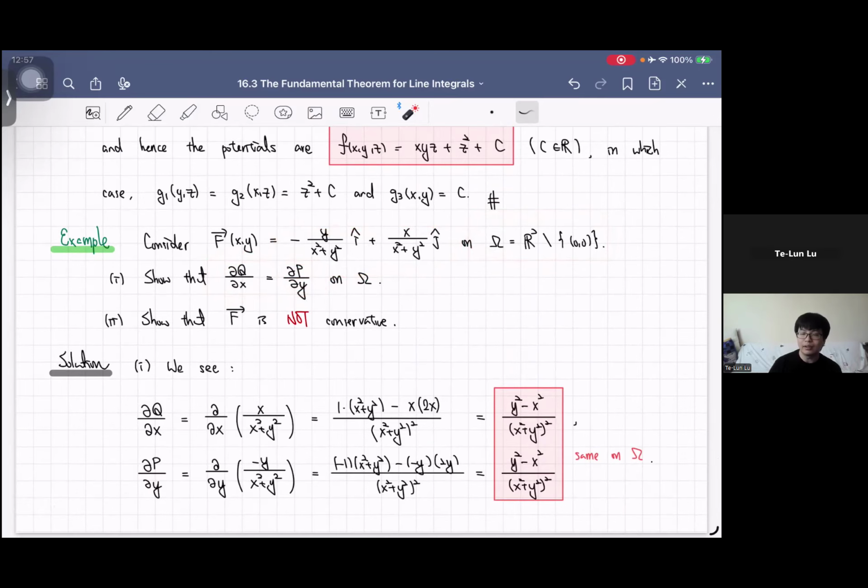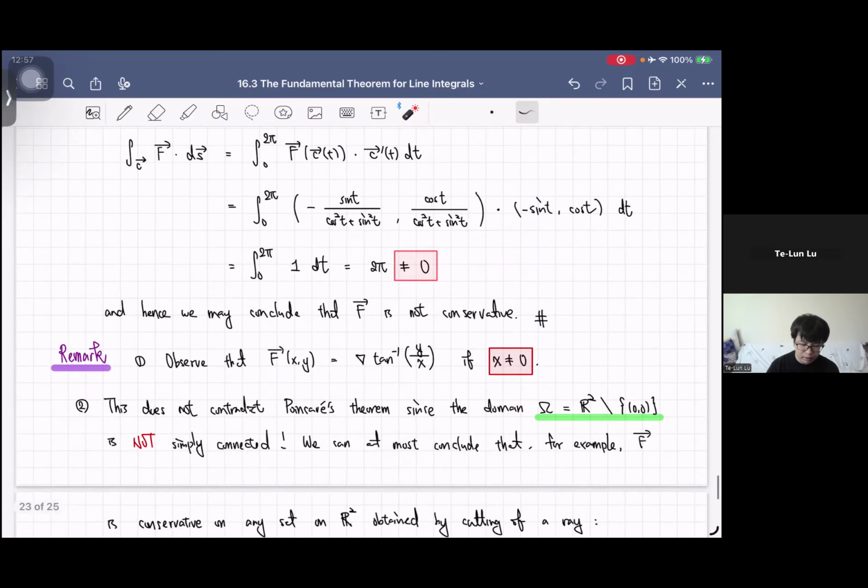If the domain is simply connected, then it is not possible. But if the domain is not, then in this case, it is possible. And this shows how important the simple connectivity is for the Poincaré theorem, okay? So let's make some remarks here.